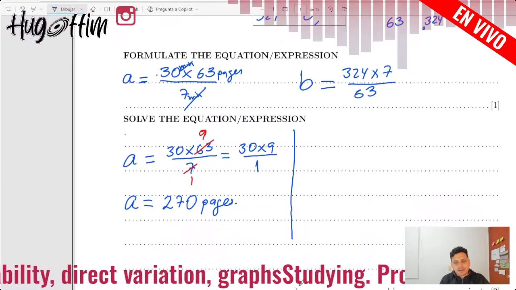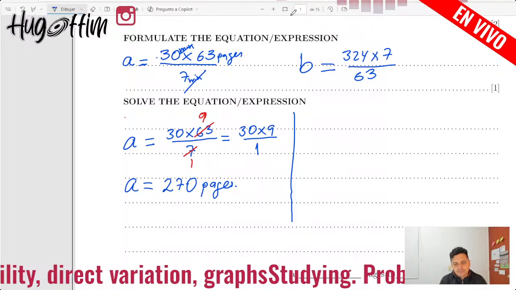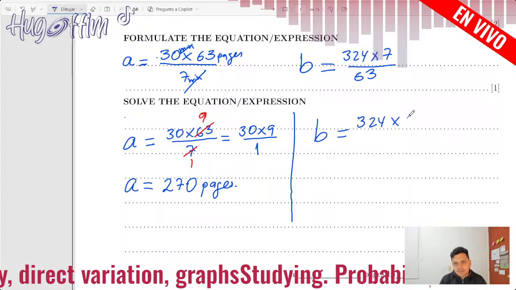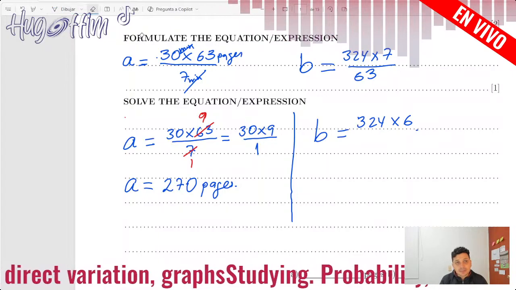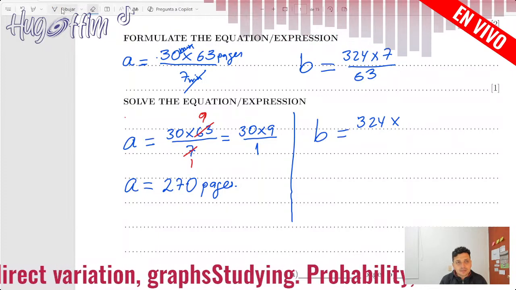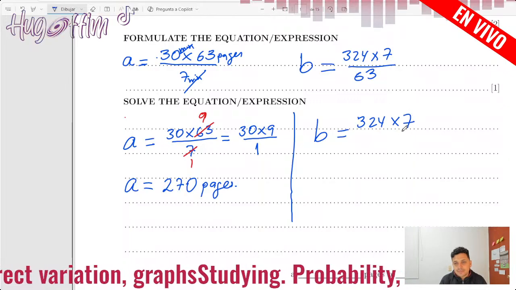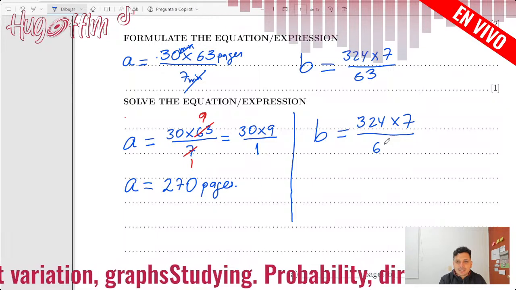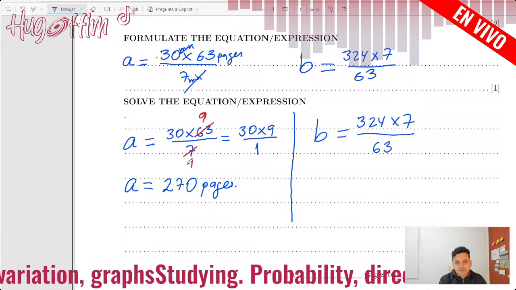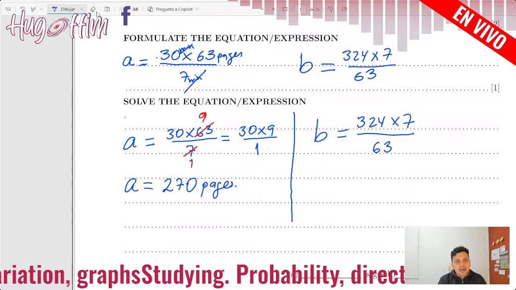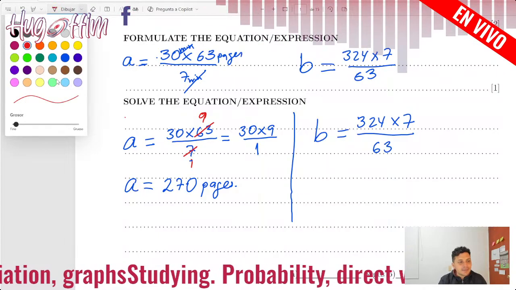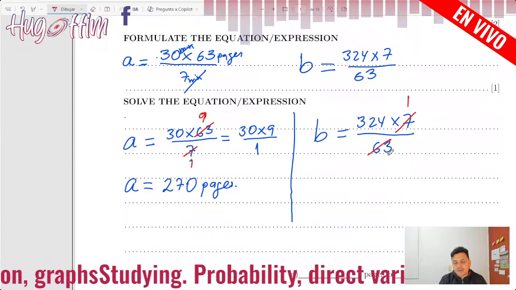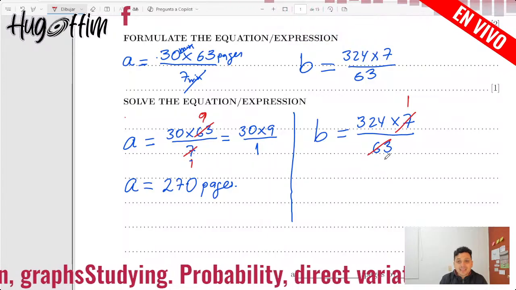Now what happened with B? We're going to do B. B equals 324 times 7, times 7, not times 6. Not 6, it's 7. 324 times 7 divided by 63. So look at that, I can perform exactly the same division by common factors. I can divide both by 7. 7 divided by 7 is 1. 63 divided by 7 is 9.